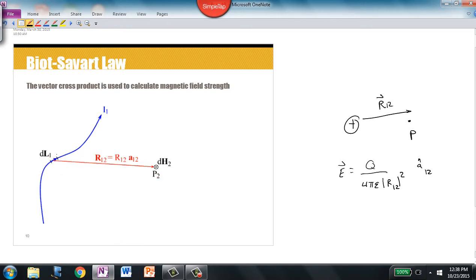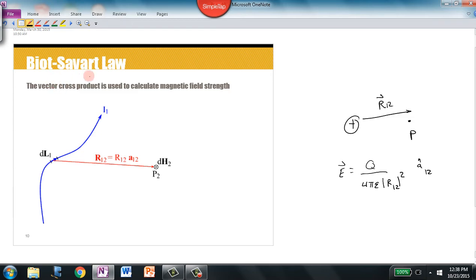The first thing that we'll do is look at an infinitesimally small element of length of the line. We'll call that dL1. So we've taken whatever wire this is, and we've made this differential length element infinitesimally small. We then form a vector that points from this infinitesimally small length element to the point in space at which we're interested in determining the magnetic field strength. I've indicated that vector as vector R12. It's got a magnitude of R12 and a direction a hat 12.